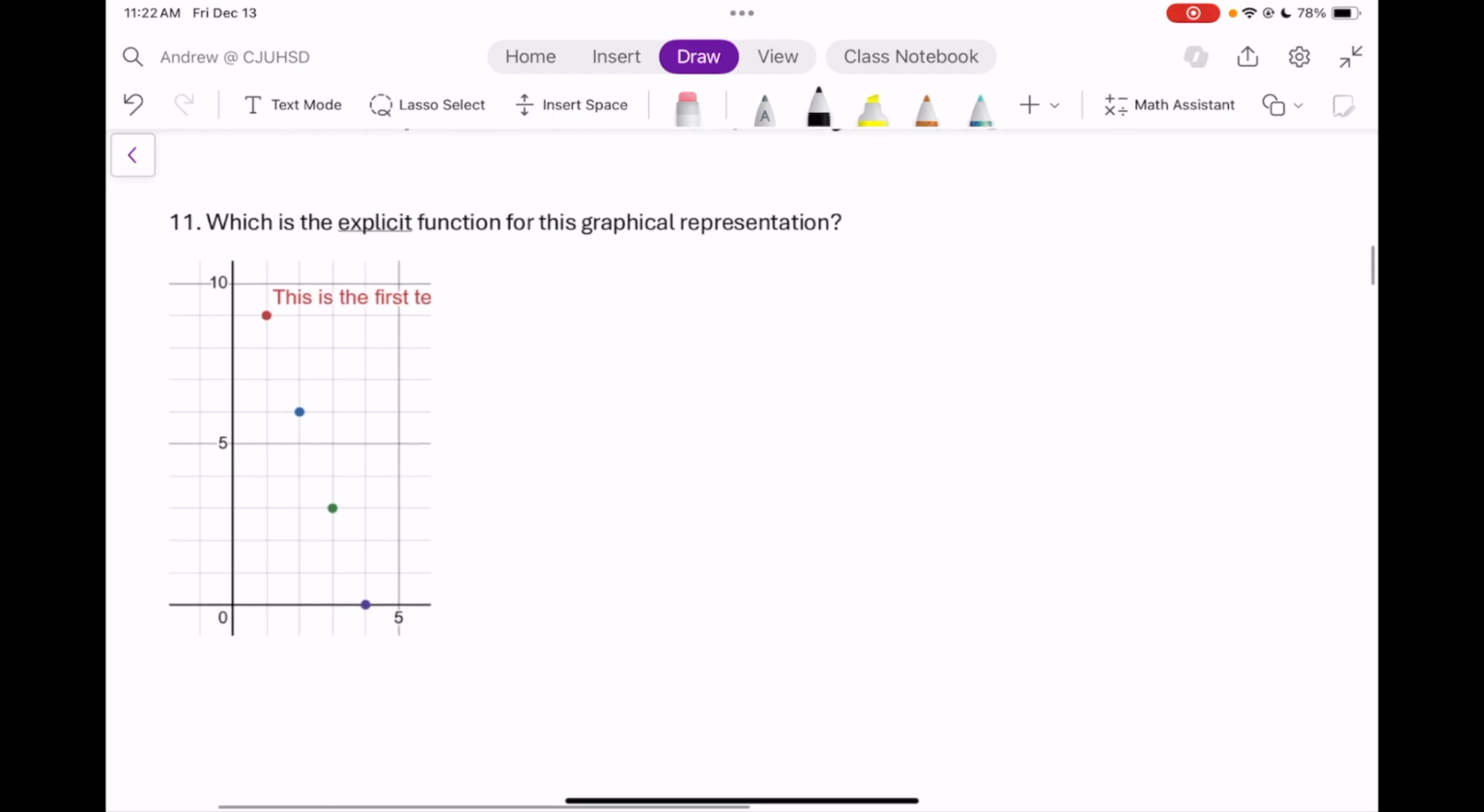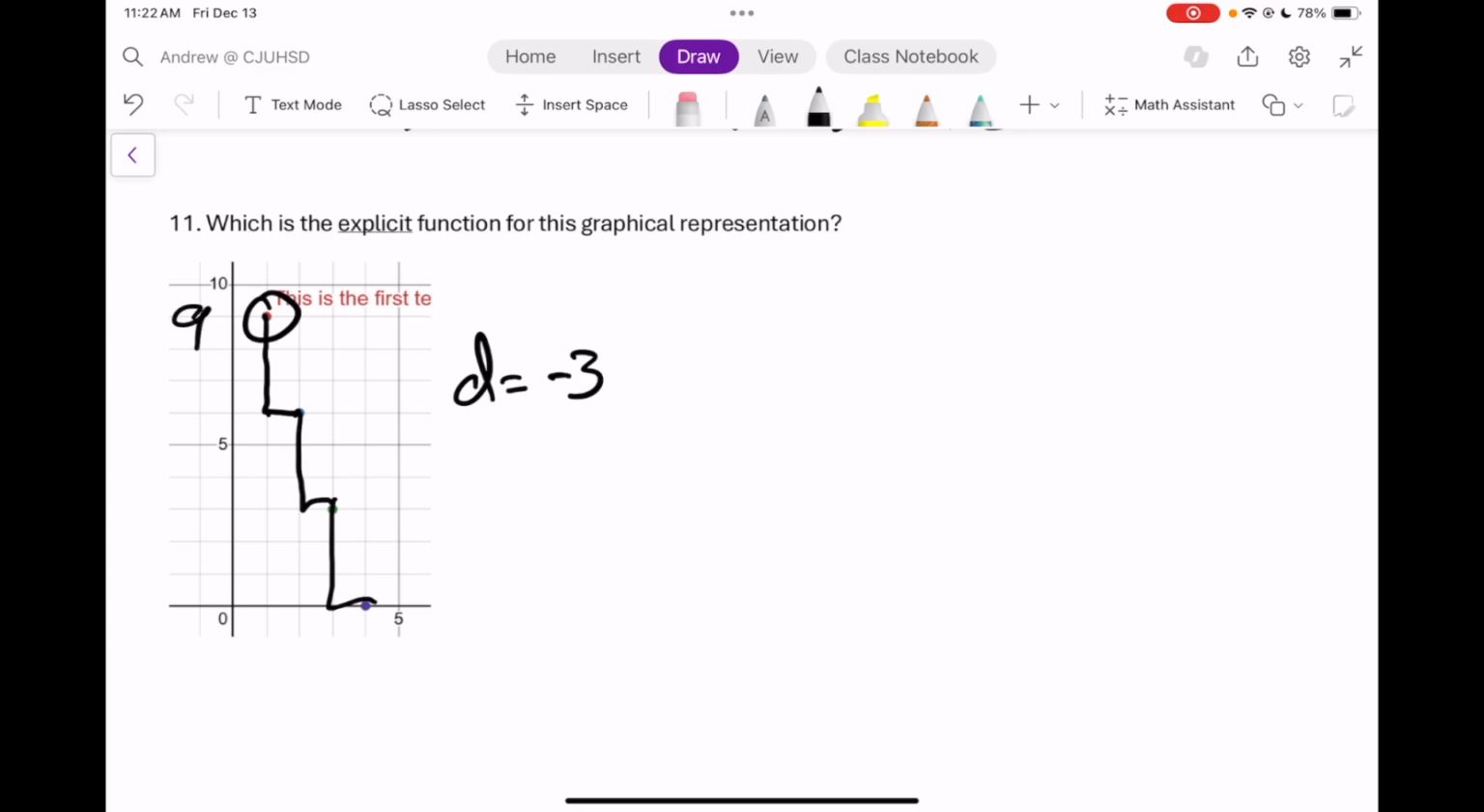Number 11. What is the explicit function? Well, look at the slope. You're going down 3 and over 1, down 3 and over 1, down 3 and over 1. So the common difference is -3. You're starting at 9. So f of n is 9 minus 3 times n minus 1.